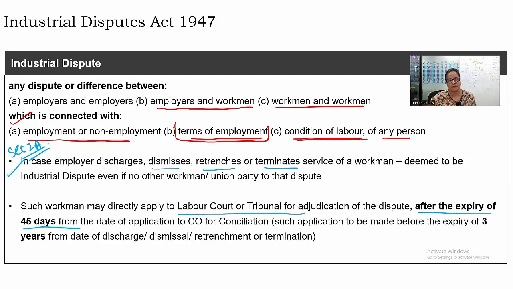So the case has moved to the conciliation officer, 45 days has been expired and no response has been received from the conciliation officer, then he has every right to move his case for adjudication towards labor court or tribunal for adjudication of the dispute. Is that clear?